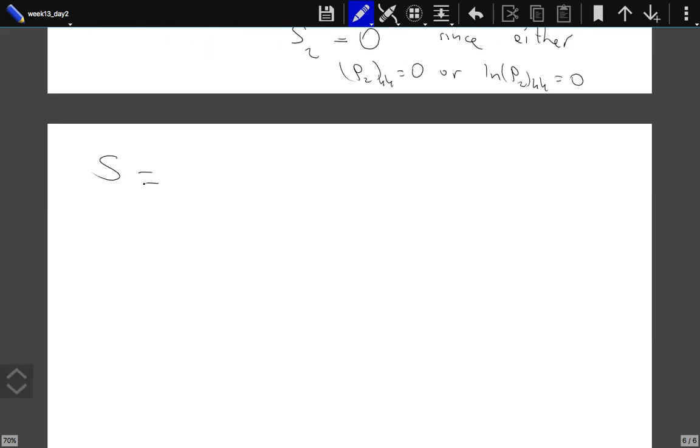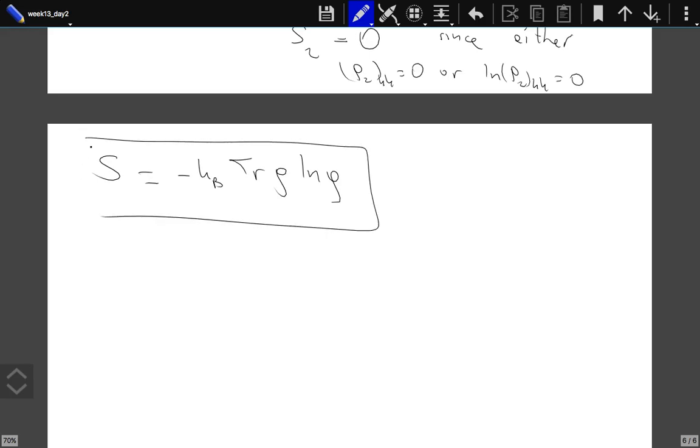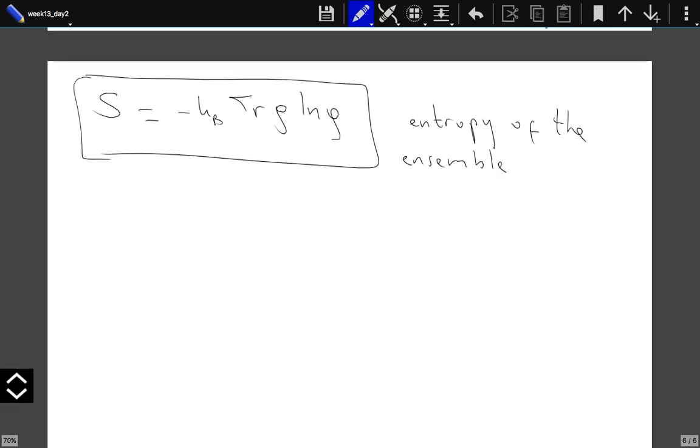In quantum statistical physics, S is usually defined as minus the Boltzmann constant times the trace of rho times logarithm of rho, in terms of the density matrix. This is the entropy of the system. Now this is an operator, so we can basically use any basis that we like to write the rho. So let's use the energy basis.